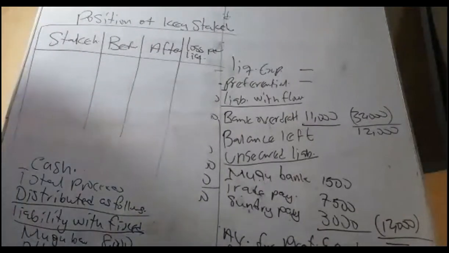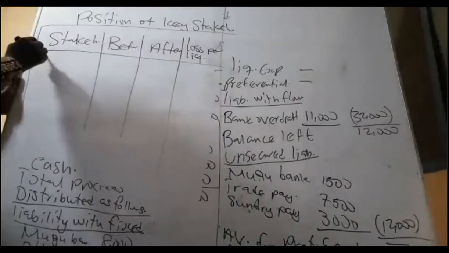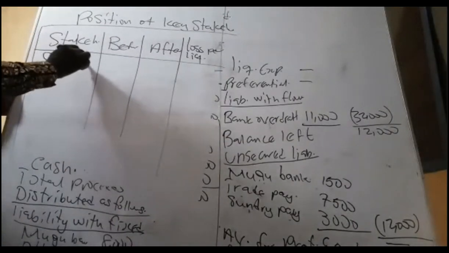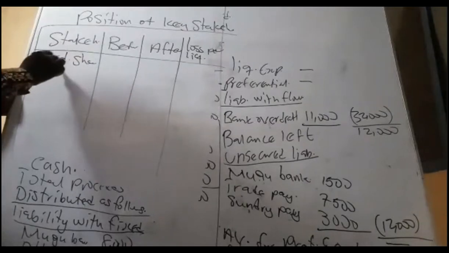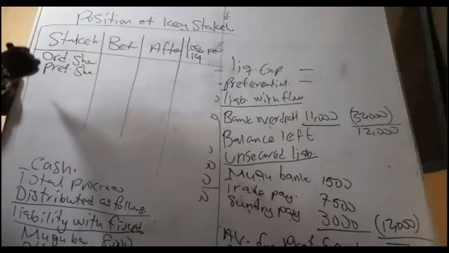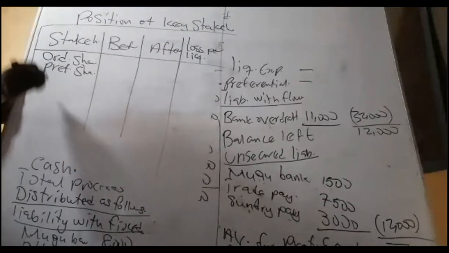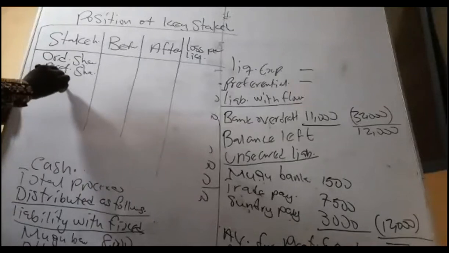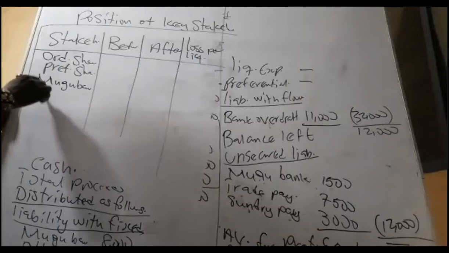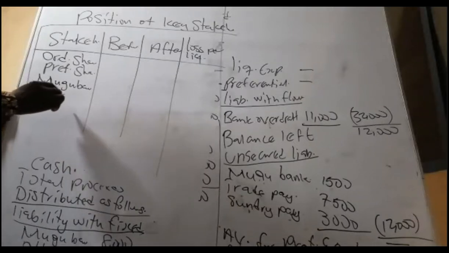So as usual, you write all the key stakeholders. Let's start. Don't forget the ordinary shareholders, preference shareholders. Then please, for the purpose, write Mugu Bank, and write other bank loan.